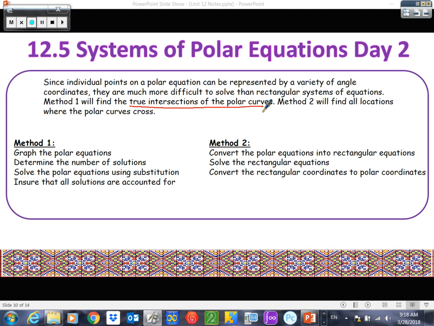So some textbooks disagree. Some authors disagree on polar intersections. Some authors would go with this: the true intersection is where they intersect at the same angle measure. That's a true intersection. And some authors go with, well, if they intersect, they intersect, period. So we're going to distinguish the two, because I think it's important to at least know that there's a difference. So method 1 is going to give us our true intersections.